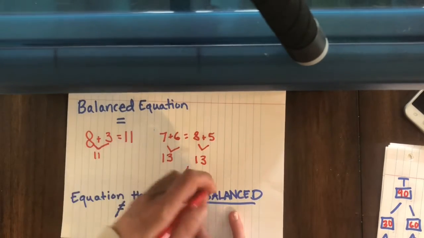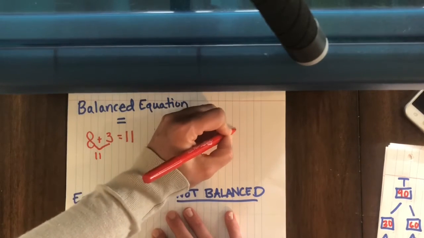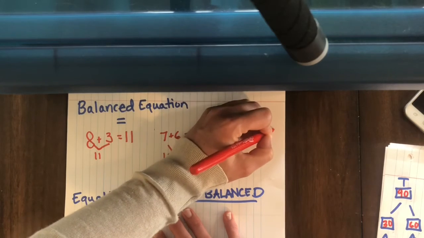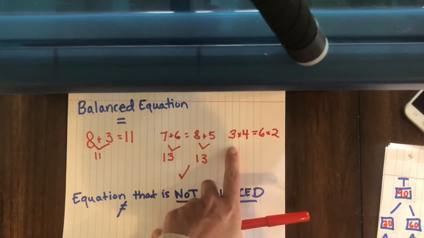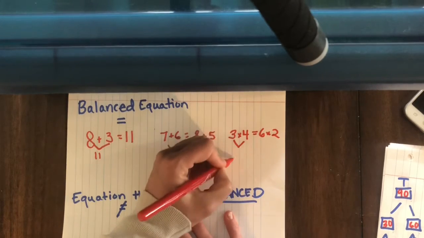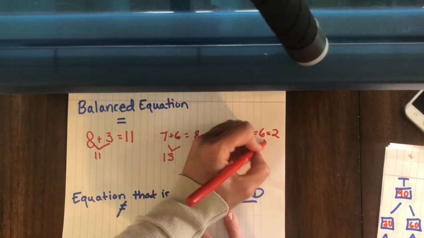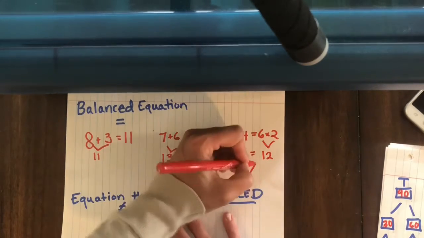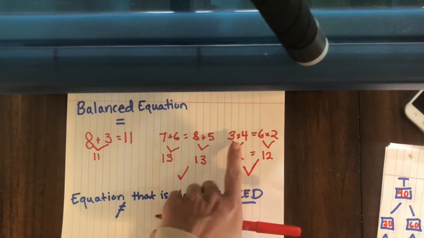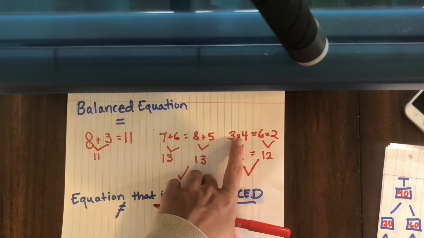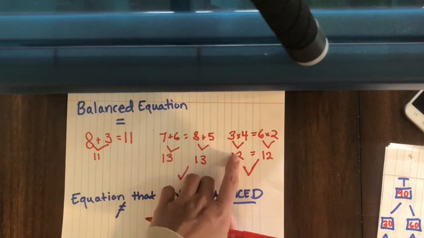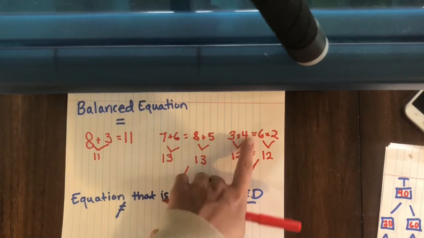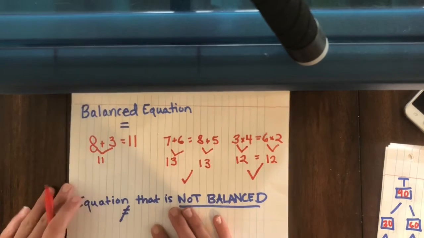Let's check another one using multiplication this time. So I need to check if this equation is balanced. So let's do that. I know 3 times 4 is 12. And 6 times 2 is 12. So this equation is balanced because when I do this expression, 3 times 4, it equals 12. And when I do 6 times 2, it also equals 12. So they are the same amount on each side.